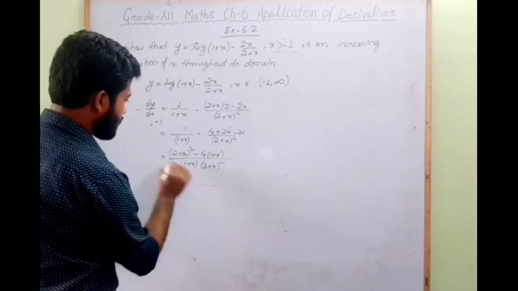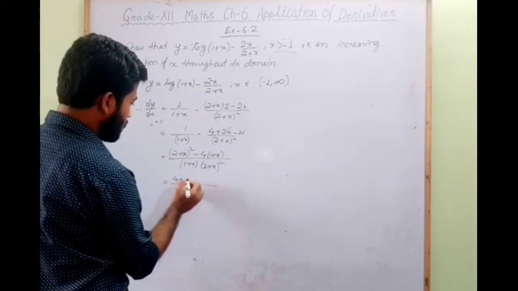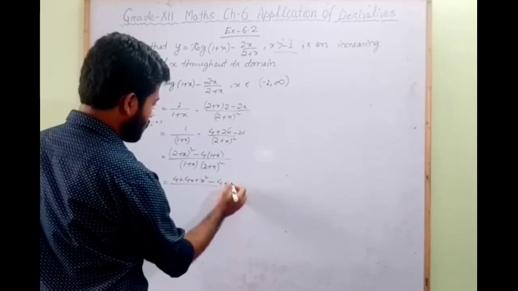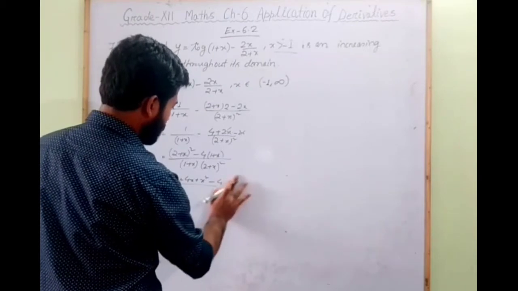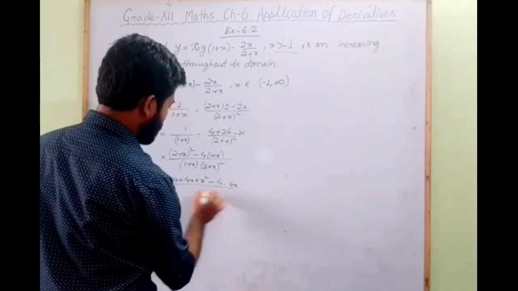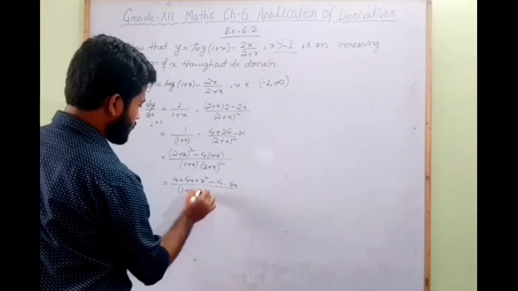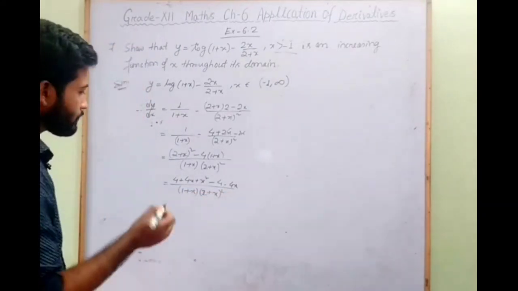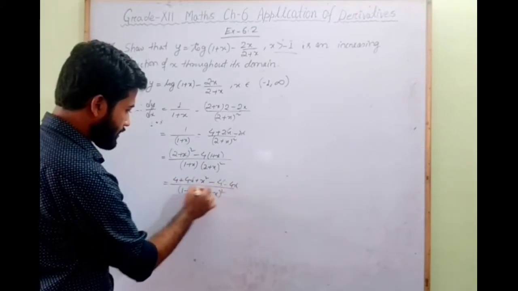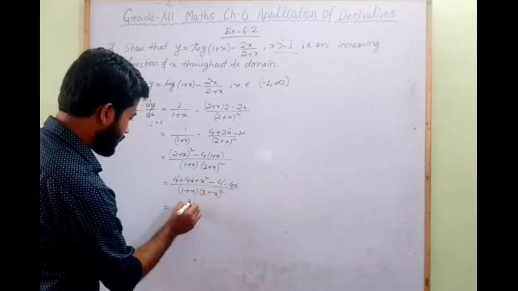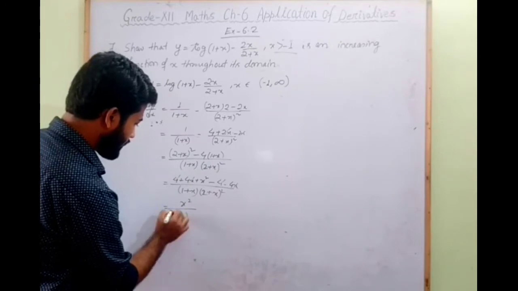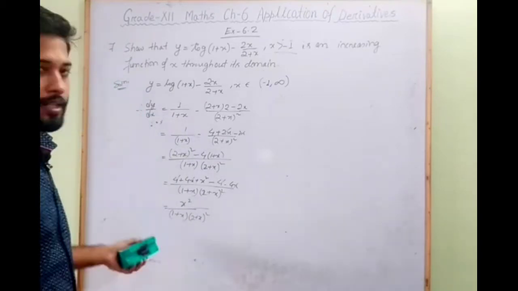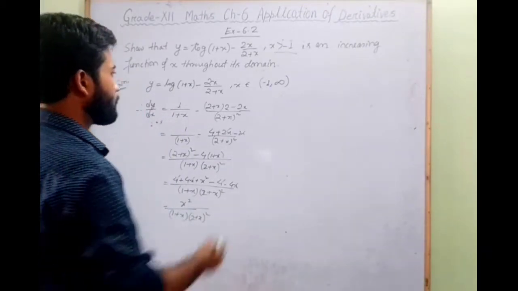Now what will be this? Just break it: 4 plus 4x plus x square minus 4 minus 4x. And in the denominator we shall have 1 plus x and 2 plus x whole square. Fine. Now 4x and 4x can cancel here, 4 cancelled, so we shall have x square divided by 1 plus x, 2 plus x whole square. So this is our f dash x or d/dx of y.